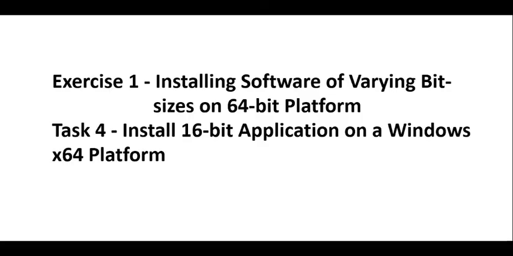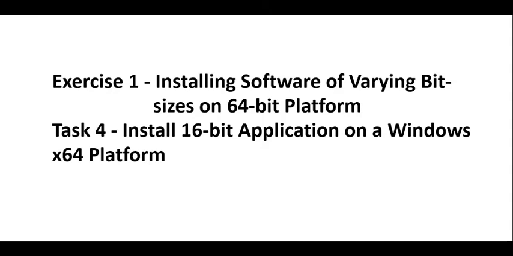Task 4, we're going to install a 16-bit application on the Windows 64-bit operating system, which is our Windows 8. And as you saw in our previous video, we were able to install a 32-bit application on a 64-bit operating system. Now we are going to try a 16-bit application on a 64-bit system. By default, it's not compatible. We are going to try and do this, and we also install a 32-bit application just to verify everything.